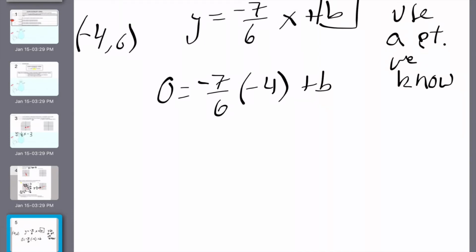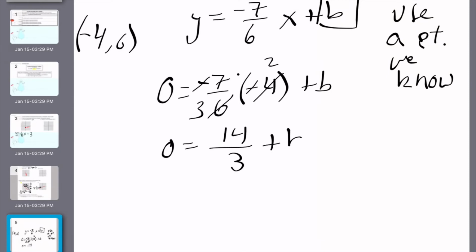Well, I know that a negative times a negative is going to get me a positive, so my negatives can cancel out there. I'm also going to do some reducing, because 4 and 6 are both even, so they could be reduced a little bit. So this is really like 7 times 2 over 3. So I have 0 equals 14 over 3 plus b.